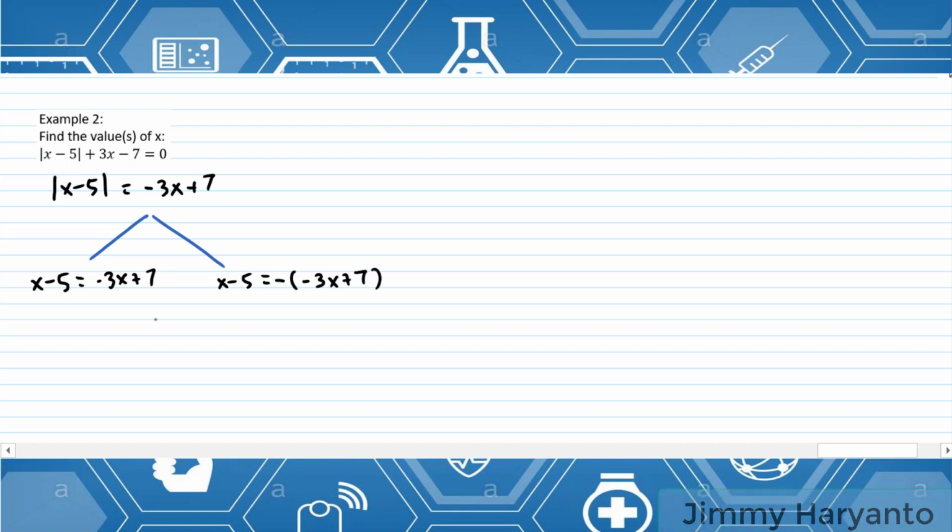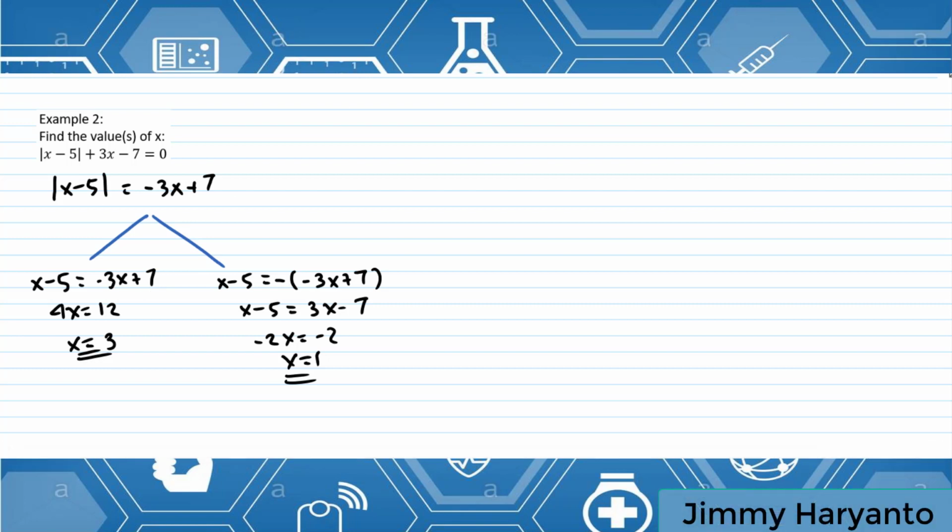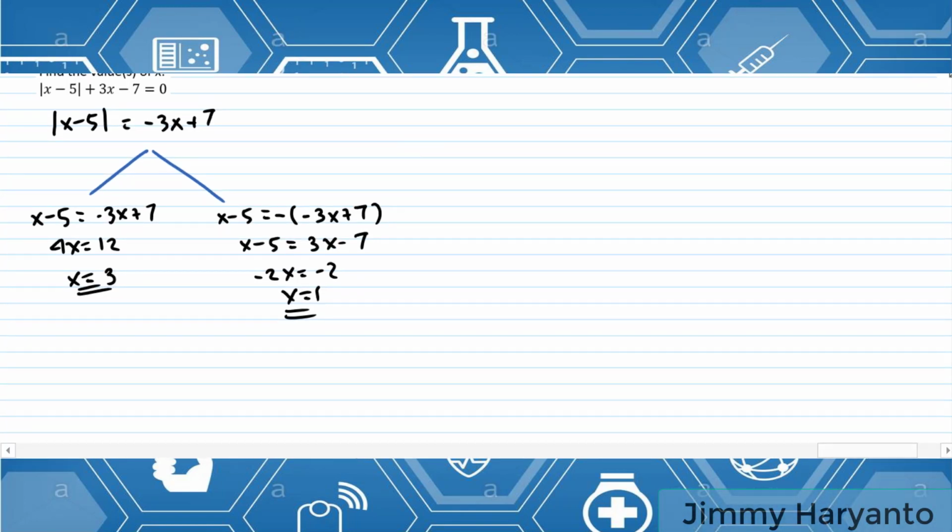And then we solve it: 4x equals 12, x equals 3. For this one, x minus 5 equals 3x minus 7, negative 2x equals negative 2, x equals 1. So we have x equals 3 and x equals 1. And then we have to check it. Don't forget, for this form, we have to check it.